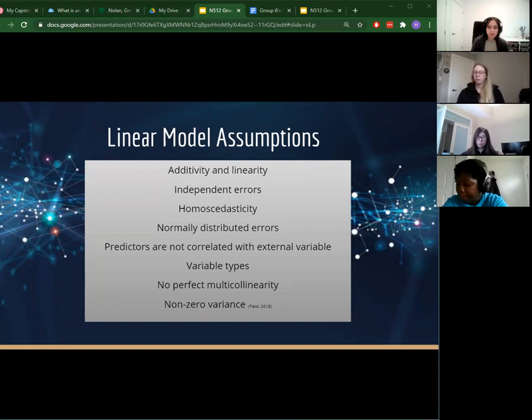Violation of these assumptions mainly influences significance tests and confidence intervals. If confidence intervals are inaccurate, we can't generalize our model to the population. If the assumptions are met, it increases the likelihood that a regression model from a sample is the same as the population model. Of course, there's always a possibility that it's not.